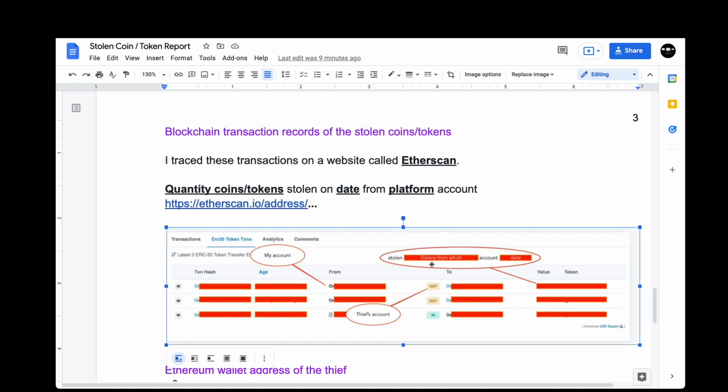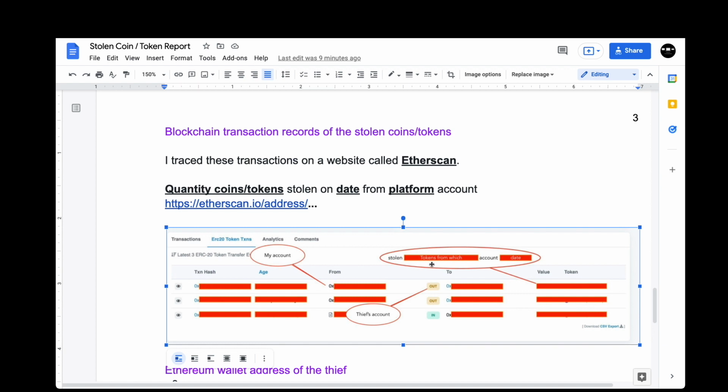Next, you should add any blockchain transaction records of the stolen coins or tokens, where you've traced the transactions from. I used a website called Etherscan, and then I took a screenshot of the account. And so you can say how many coins were stolen, on what date, and from what platform account. You can add a link to where you got your information from, get a screenshot, and just add some anecdotes to help the police to identify what the information they're seeing is.